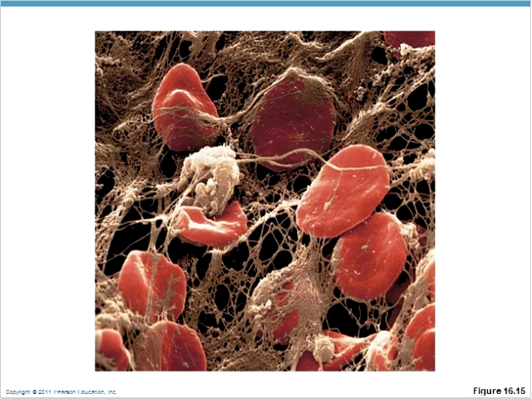And this is a nice electron microscopy of what that looks like. This is a really great picture. And you can see those web-like fibrin pieces, and you can see the red blood cells, and you can see the little platelets that are there also.